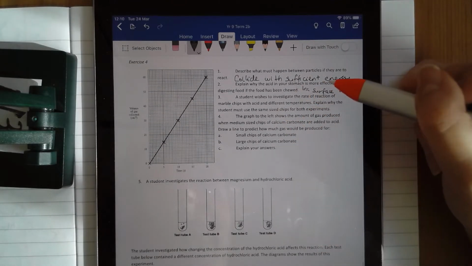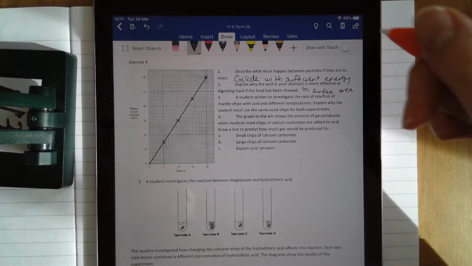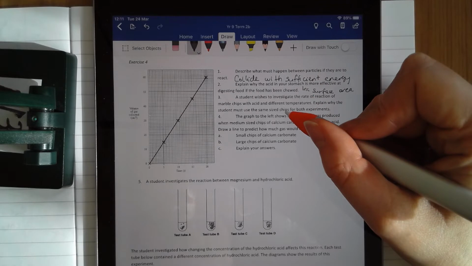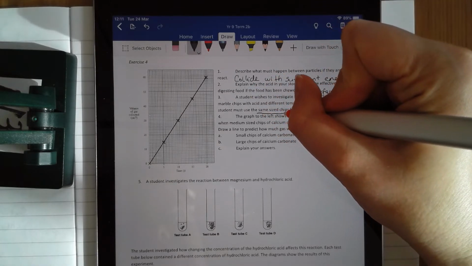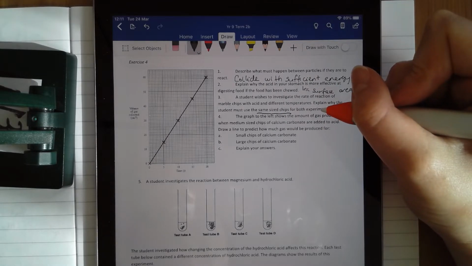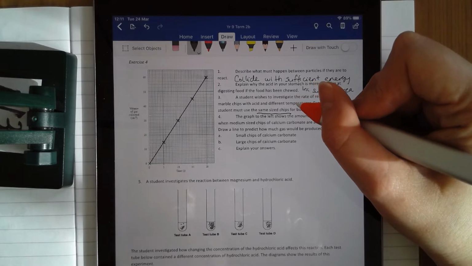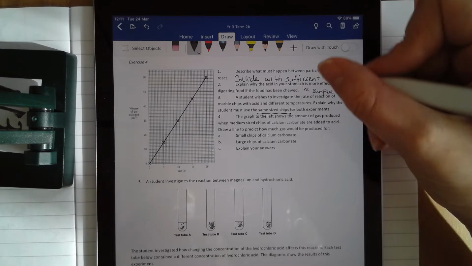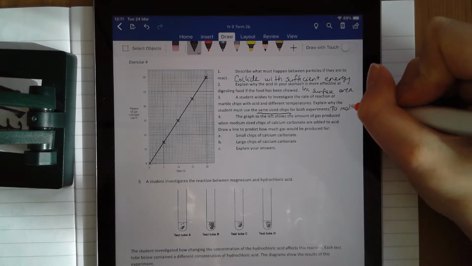A student wishes to investigate the rate of reaction of marble chips with acid at different temperatures. Explain why the student must use the same size chips for both experiments. Okay, so he's investigating temperature, which we haven't actually looked at yet, but it's asking you why you have to use the same size chips. So we've already seen when we looked at surface area that if you use different size chips, that's going to affect the rate of the reaction. And if you're looking specifically at temperature, if that's what you're investigating, then everything else has to be kept exactly the same to make it a fair test. So you can just write to make a fair test.